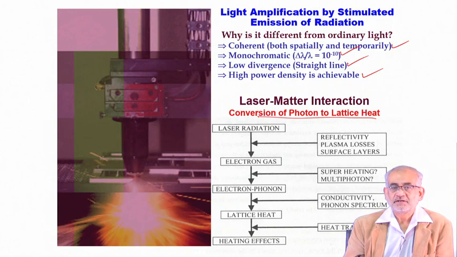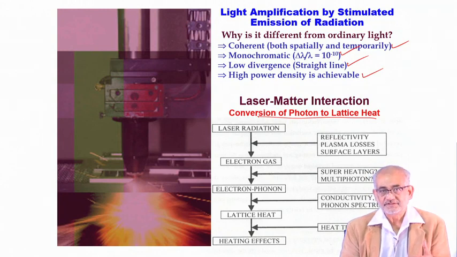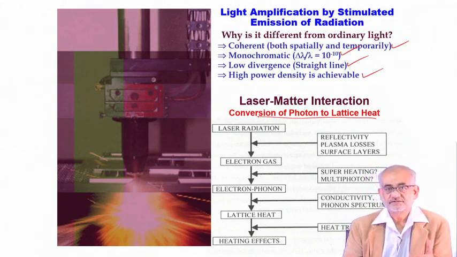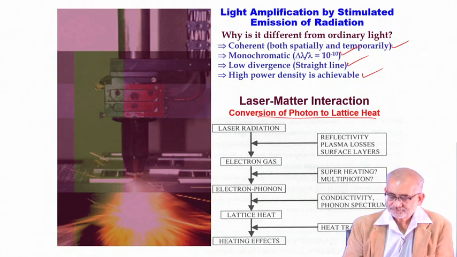10.6 micrometer would be the wavelength of CO2 laser, which is fairly on the higher side, whereas 1.06 micrometer would be from Nd-YAG. But in case of excimer or diode, it could be sub-micrometer, so several hundreds of nanometer. And one can actually vary it by various kinds of frequency doubling mechanism and so on.